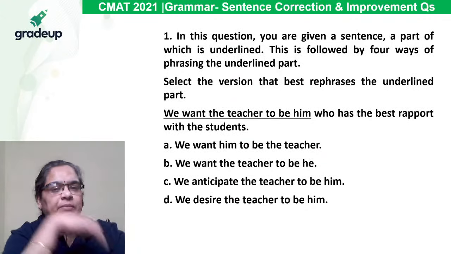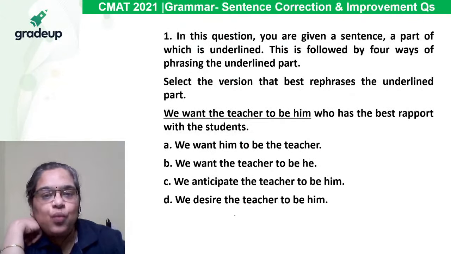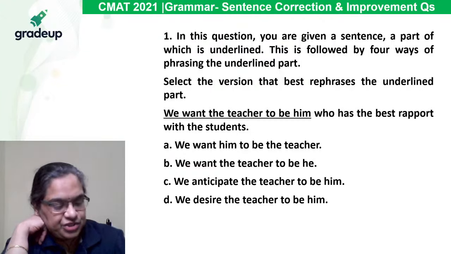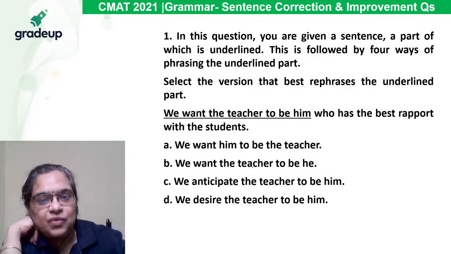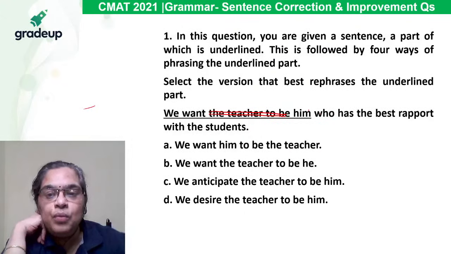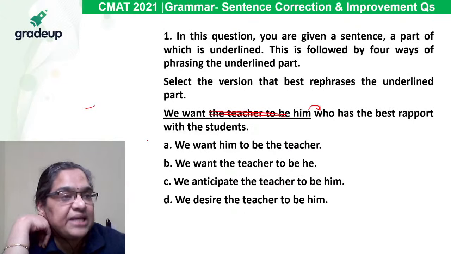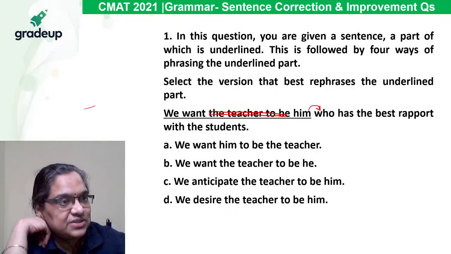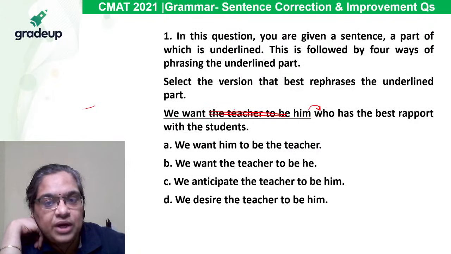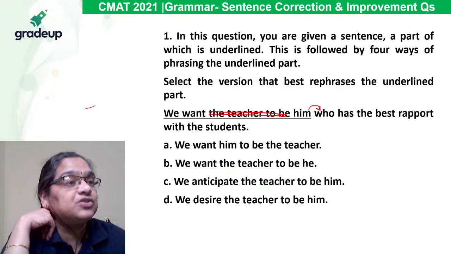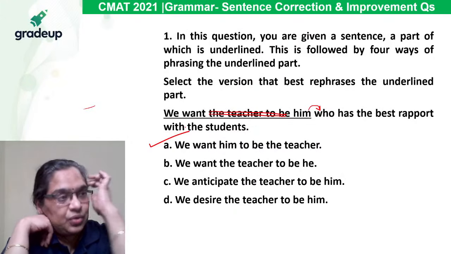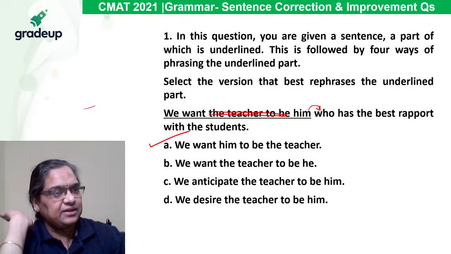All right. So remember, in this sense, we want him to be the teacher. Whom do you want? The one who has the best rapport with the students. All right. So here, the best thing you are saying is, we want him. You want him as what? We want him to be the teacher. Okay. So that's the question. That sentence is done.